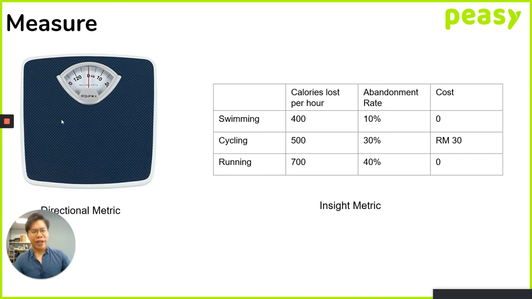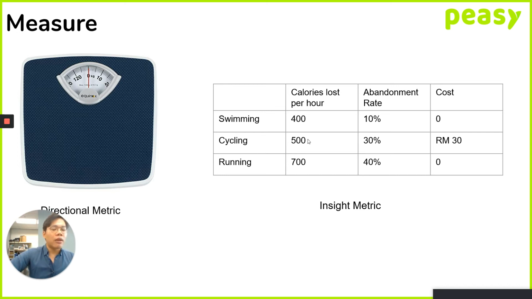Similar in this example, right? The directional metric tells me I am now 68 kg. I want to drop my weight to 65. I do not know, after standing on the weighing scale, how to drop the next 3 kg, right? But if I have an insight metric that tells me, okay, normally when I go swimming, I lose about 400 calories every hour. And every time I say I want to go swimming, only 10% of the time I actually go swimming. And the cost for me to go swimming is zero.